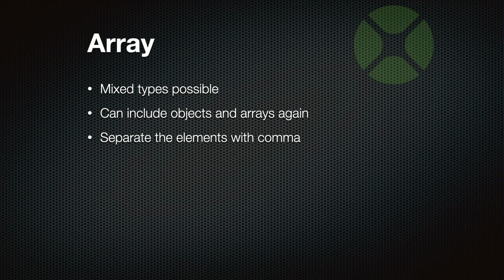Like in Xojo, arrays are represented in square brackets, and the elements are separated by commas too. The special thing about arrays in JSON is that they can hold different types at the same time in the same array. So for example, your array can hold a number in the first element, and then in the second element you can have a true or false value, a Boolean value, and so on. Additionally, arrays can have entries of type objects or arrays again, so we can nest them too.